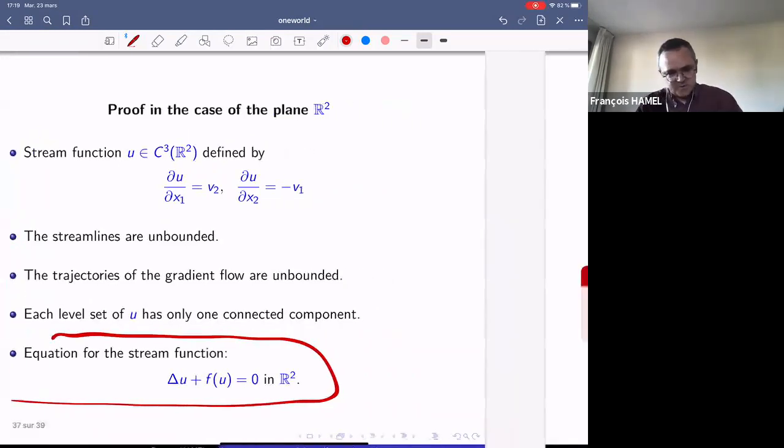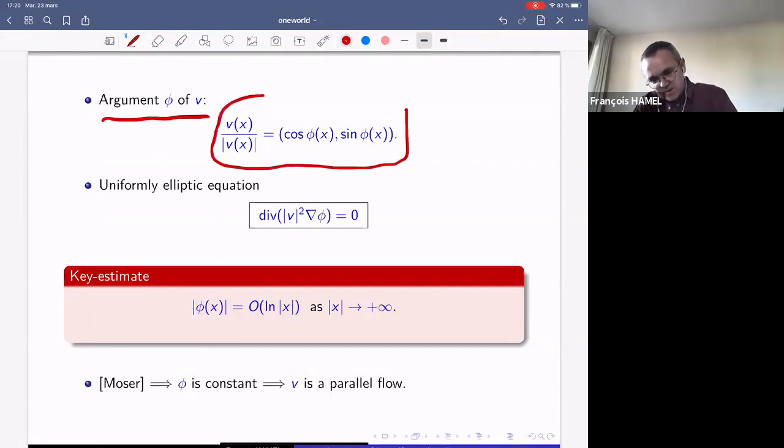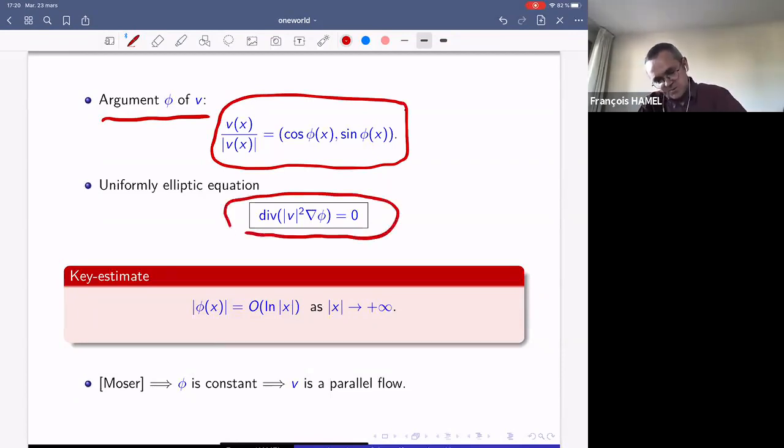But since we have a semilinear elliptic equation for the stream function u, all first order derivatives of u satisfy the same linear equation, and therefore the argument phi of v, which we can define continuously in a unique way up to multiples of 2 pi, satisfies a linear equation which is uniformly elliptic because the flow v is between two positive constants.